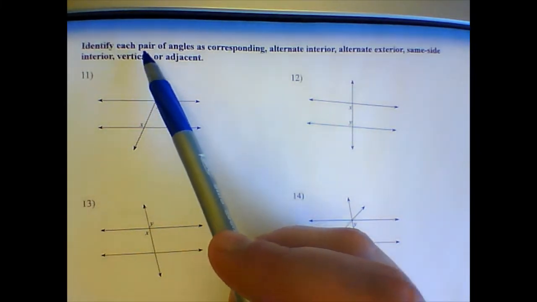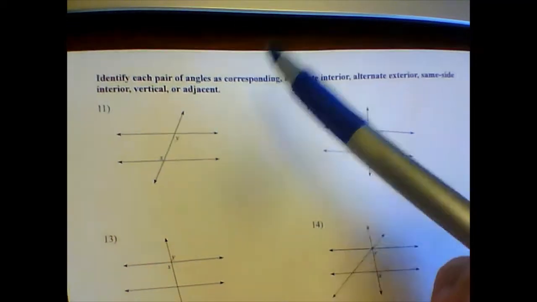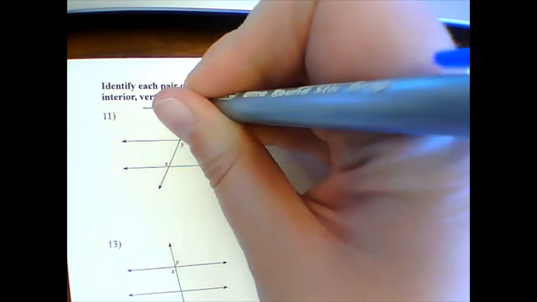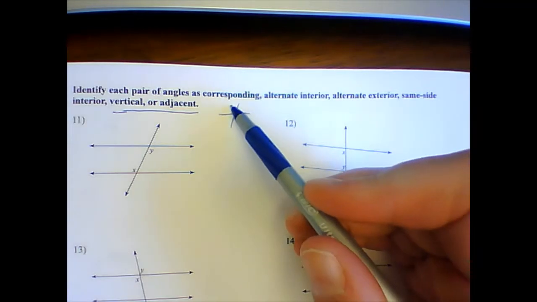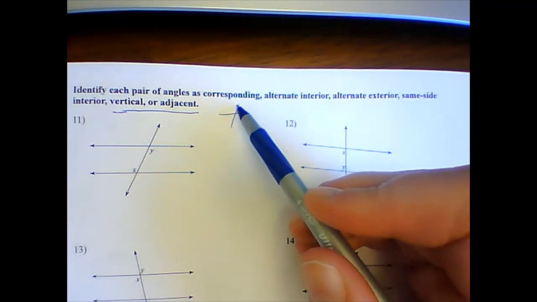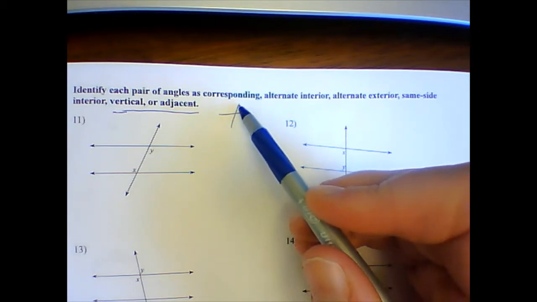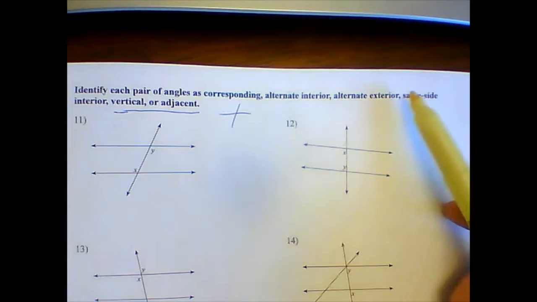Vertical and adjacent are different. Vertical and adjacent, you only need 2 different lines, two lines period, in order to do this. And the angles will share both of those lines. So vertical are opposite sides of the x. Okay, and then adjacent, they're next door to each other, and there's a line in between them. Okay, that's vertical and adjacent. So vertical and adjacent, you don't need 3 different lines. You just need 2 of them. Okay, you don't need 2 separate lines and a joining line. You just need 2 crossing lines.